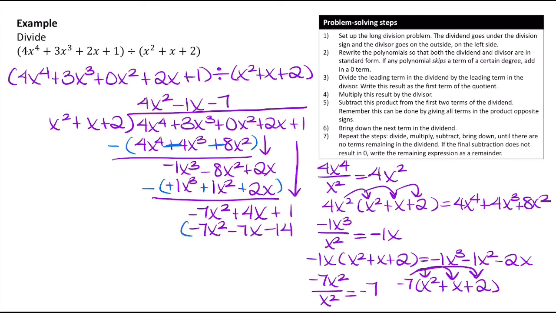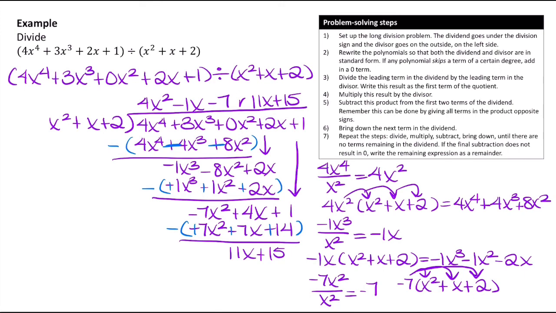So now let's go ahead and subtract, which is going to involve switching all of these signs. So when I switch all of these signs, negative 7x squared plus 7x squared is 0. 4x plus 7x is 11x. And then 1 plus 14 is 15. So this is going to be a remainder of 11x plus 15.